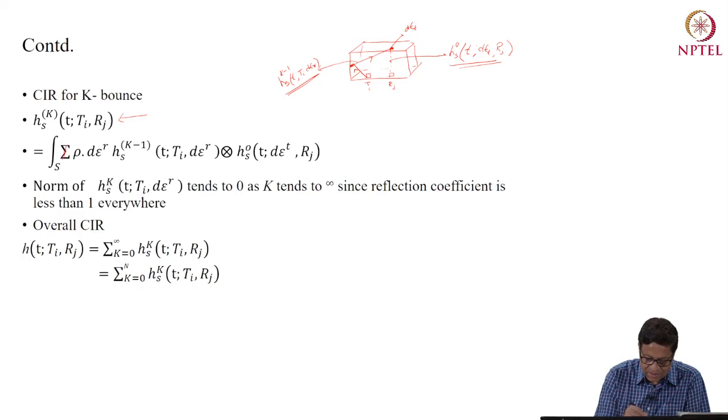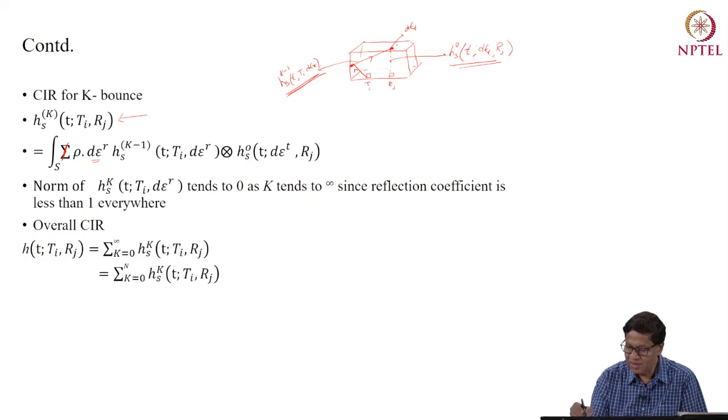So this is by mistake, this is not there. So this is integrated over S. This is the channel coefficient, the reflection coefficient, and then this is the area d epsilon R here. h_s^(k-1), this is what is written here, convolved with this h_s^0 for the direct line of sight when there is a differential area which now acts as a transmitter for this receiver, given by h_s^0 of d epsilon T to Rj.